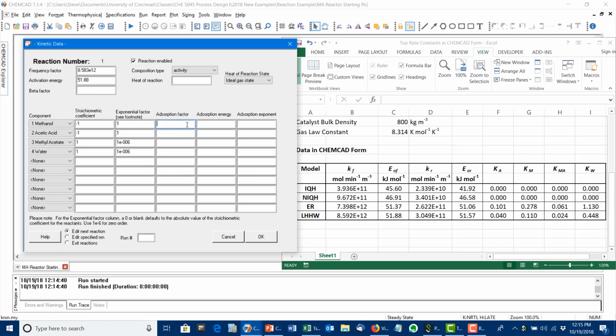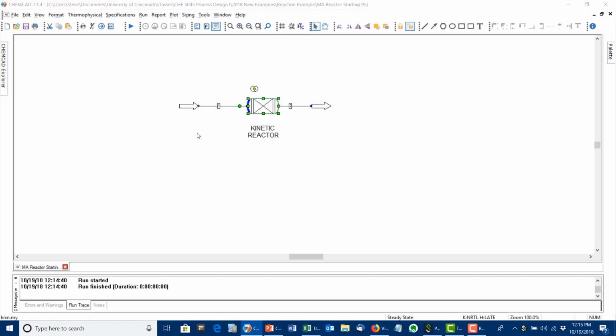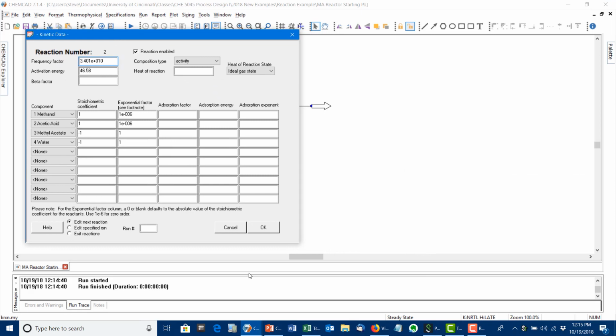So now for methanol, the adsorption factor is 0.110. For acetic acid, the adsorption factor is 0.04. For methyl acetate, the adsorption factor is 0.024. And for water, the adsorption factor is 0.448. And all these are based on activity to the first power. And the other thing is that for Langmuir-Hinshelwood, the beta factor, that exponent on the sum of the denominator terms, is 2. So let's do the reverse reaction now.